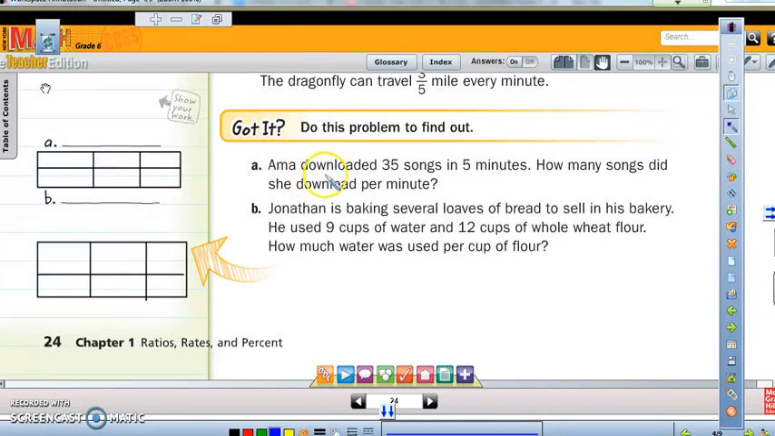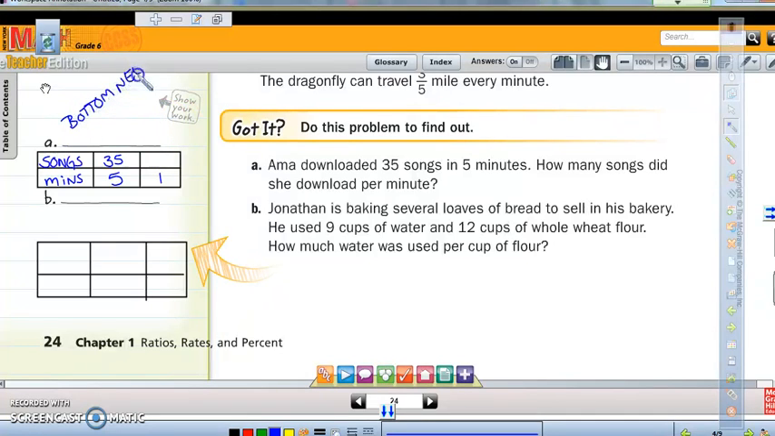So A, Emma downloaded 35 songs in 5 minutes. How many songs did she download per minute? So we're talking about songs and minutes. So 35 songs in 5 minutes. We want it for 1 minute. Again, the denominator or bottom needs to be 1. So to do that, I divide by 5. 35 divided by 5 is 7. So my answer is 7 songs.